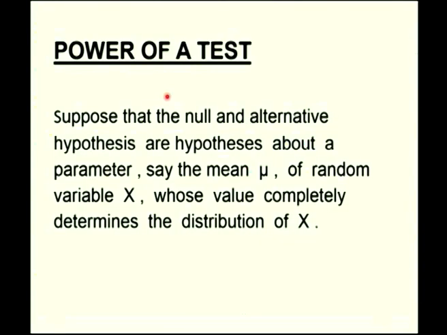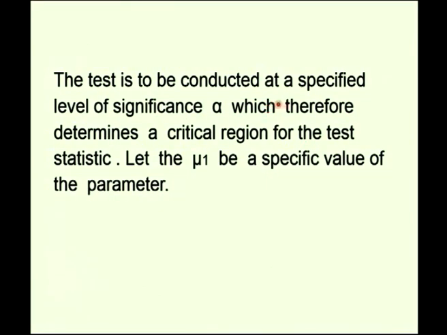After discussing the critical region and levels of significance, the next terminology we are going to discuss is power of a test. Suppose that the null and alternative hypotheses are hypotheses about a parameter, say the mean mu of a random variable x whose value completely determines the distribution of x. The test is to be conducted at a specified level of significance alpha, which therefore determines a critical region for the test statistic. This only decides whether we have to accept H naught or reject H naught.